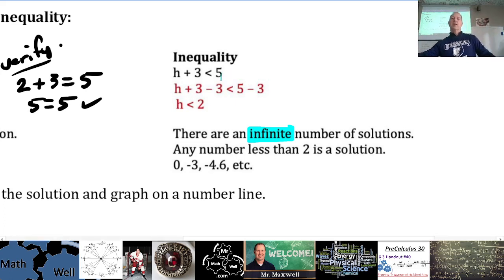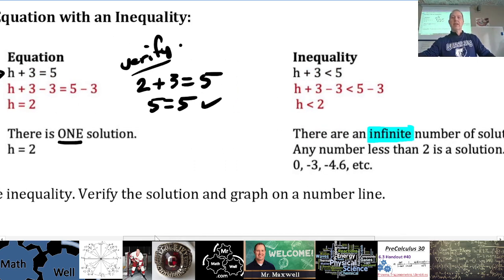So how do we find out what the actual solutions would be if we have some kind of inequality that we have to solve? Well, the good thing is when there's only addition and subtraction involved, it's exactly the same as an equation. That's really cool. So if I have h plus 3 is less than 5 instead of equal to 5, I go ahead and do everything exactly the same.